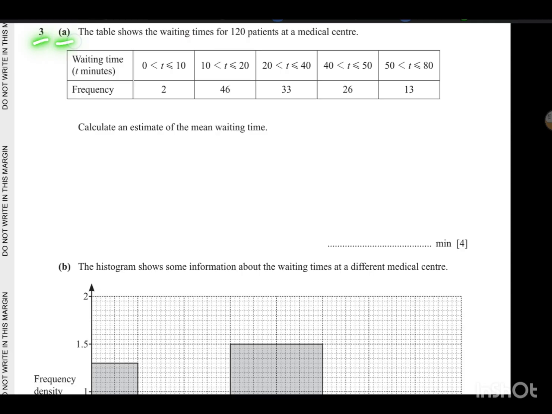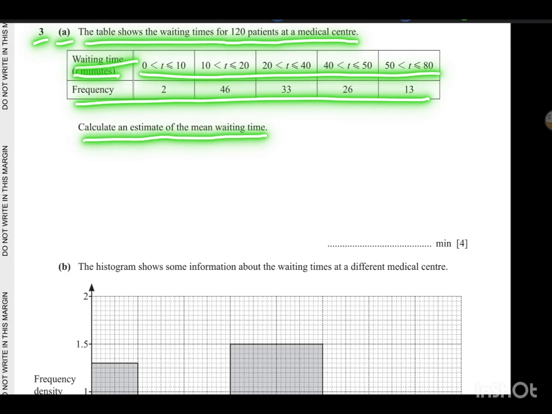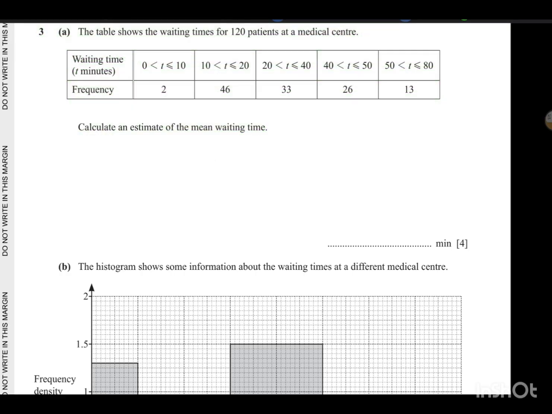Question 3A. The table shows the waiting times for 120 patients at a medical center. Waiting time T minutes, these are the class intervals given. Frequencies are given. Calculate an estimate of the mean waiting time. So to find the mean, we need to find the mid values of these class intervals. So let me make a column here to write all the mid values of the class intervals.